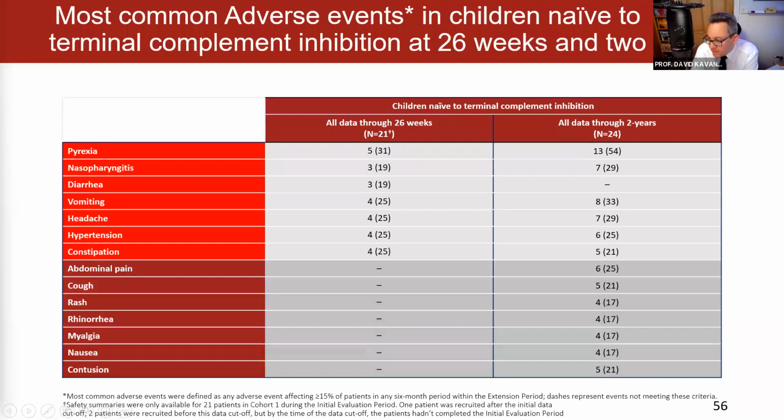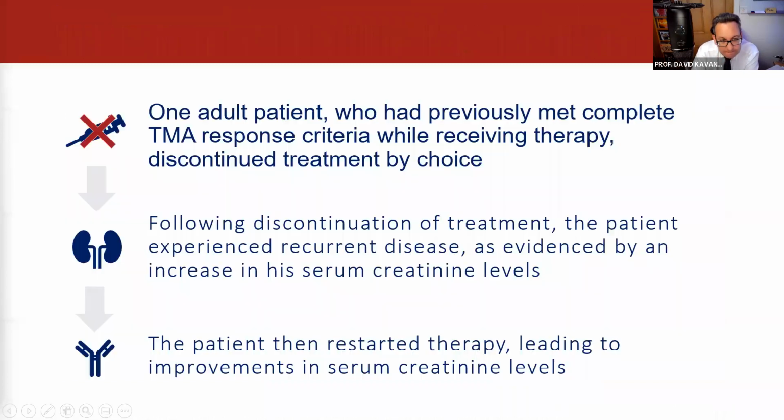In children with longer follow-up, abdominal pain, cough, rash, myalgia, nausea, and confusion evolved, but again, the pyrexia and nasopharyngitis, I mean, most of these, it's questionable whether it's a direct consequence of the medication, but nothing major there. One adult patient who had previously met the complete TMA response while receiving therapy discontinued treatment by choice.